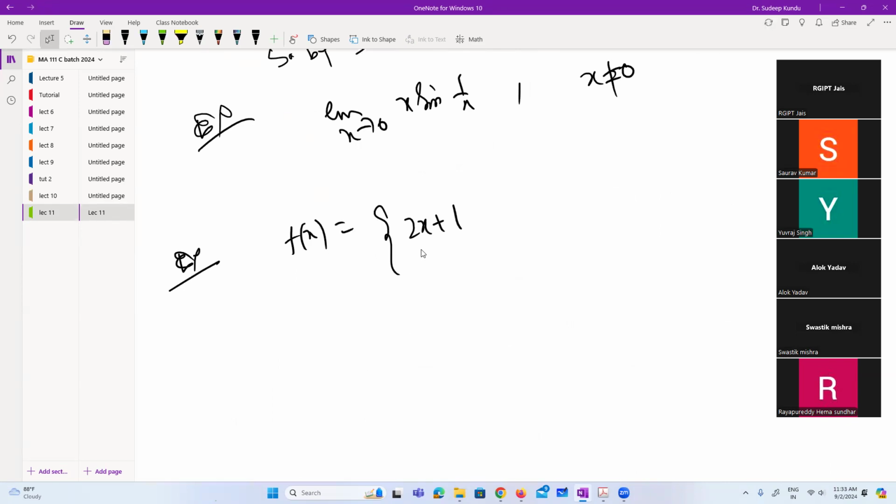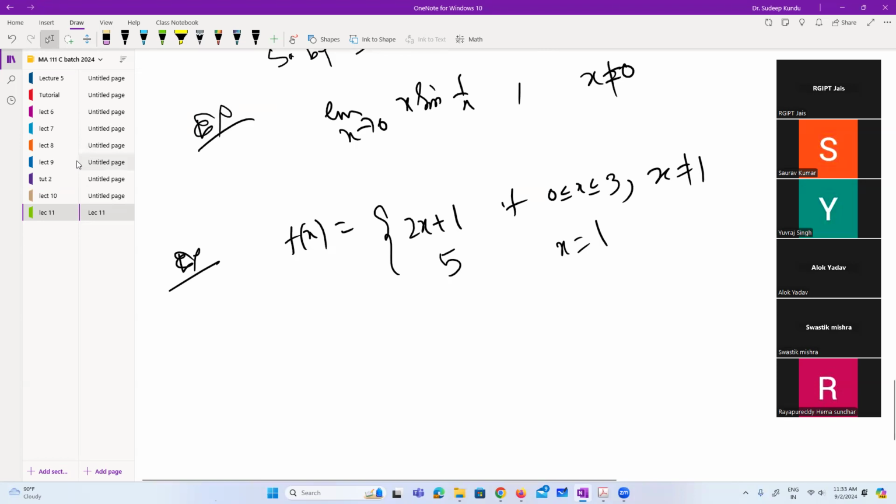2x plus 1 and 5. So nearby at x equals 1, the value of the function is equal to 3, that you have to show. If you want to show it by the sequential criteria, you have shown that for any arbitrary sequence, we have not chosen any particular one. But it is very difficult, right? So this is just theoretical.